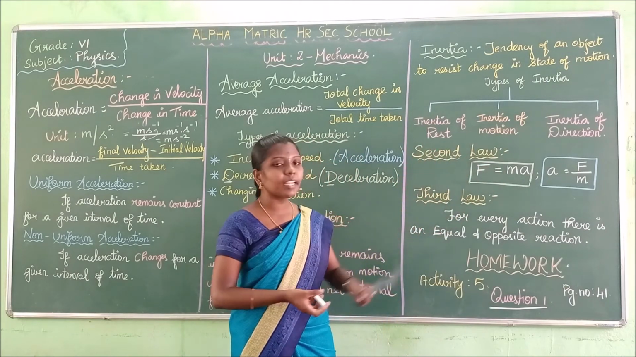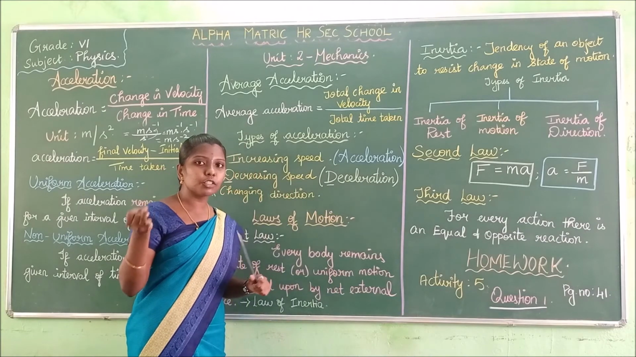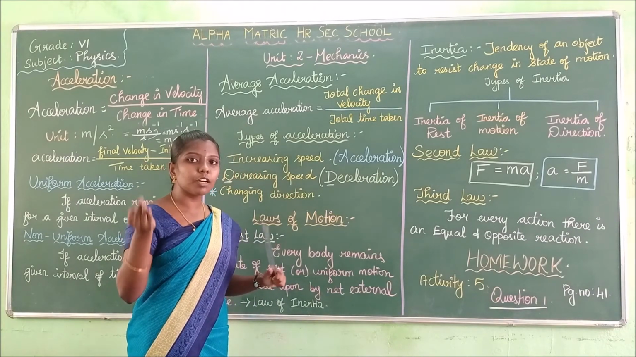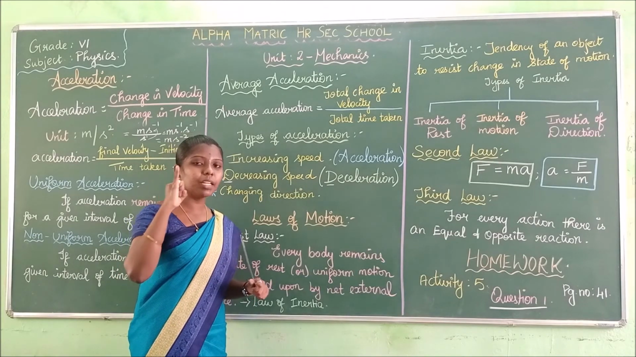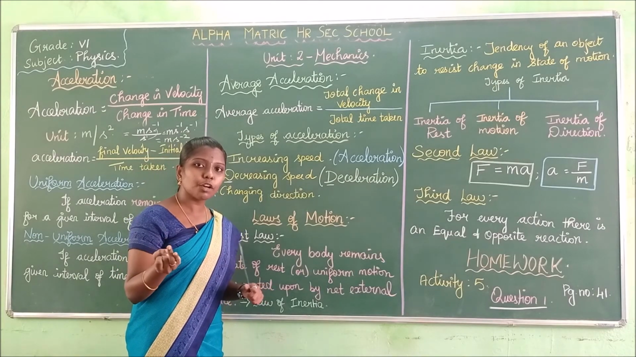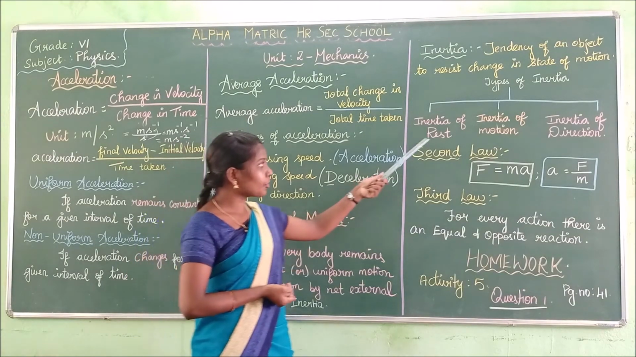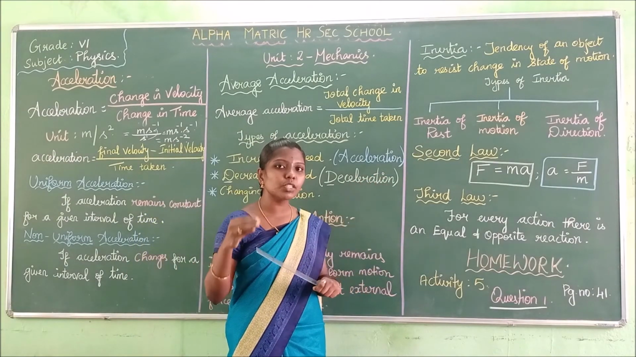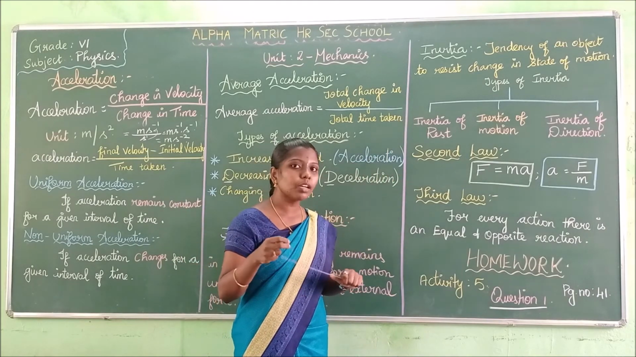Okay, there are three types of inertia, namely inertia of rest, inertia of motion, and inertia of direction. Inertia of rest is when the body does not change its state of rest. Then it is said to be inertia of rest.